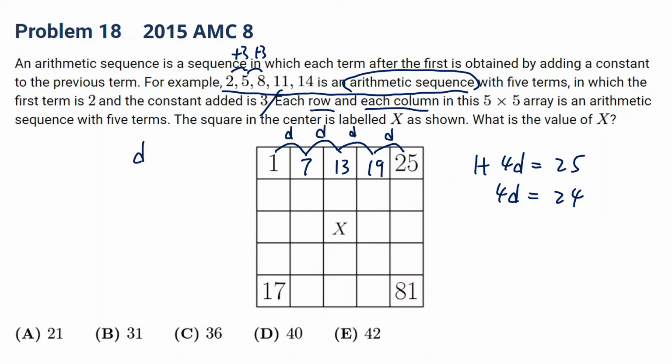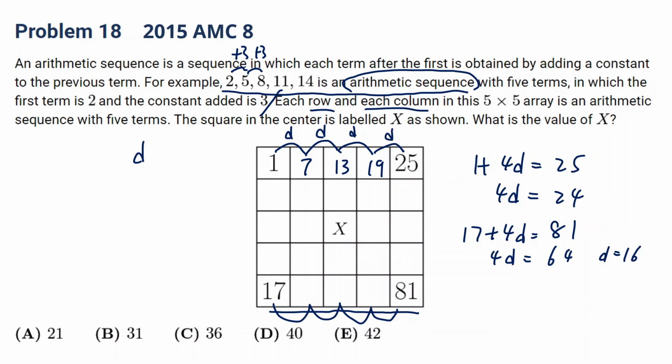We can use the same method to solve this row. So again, 1, 2, 3, 4. So 17 plus 4D is 81. Here 4D is 64. D is 16. So this is going to be 33, 49, 65.